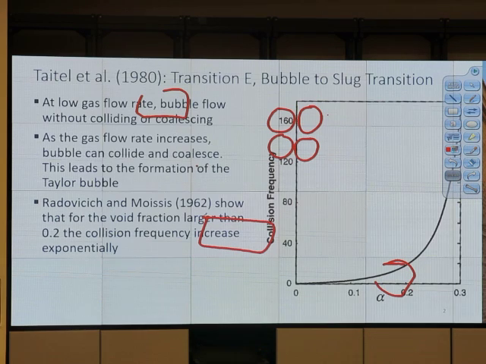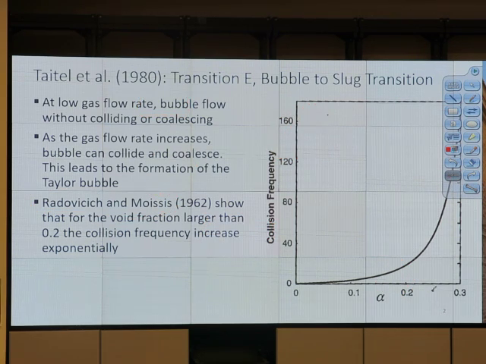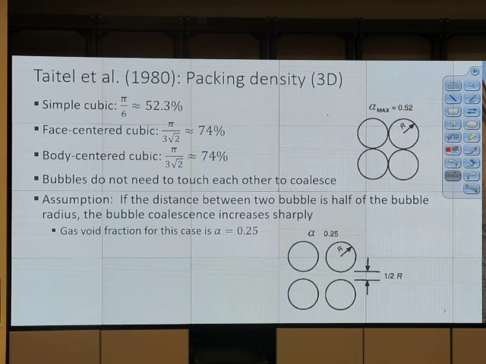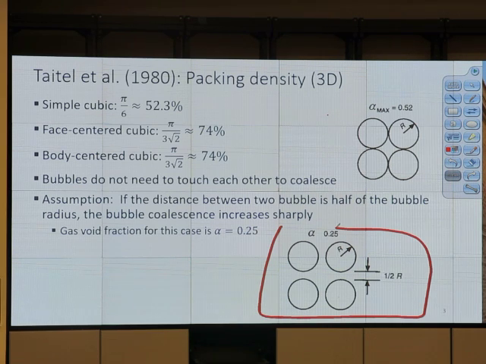And this is consistent with what Radovcich and Moissis found. So if you look at 0.25, it's that line, right? Above 0.25, it starts to coalesce and merge. So this means bubbles don't need to touch each other, because in turbulent flow they are moving sideways, vibrating. So in that model, it's this case: alpha equal to 0.25, the merge happens. Alright?